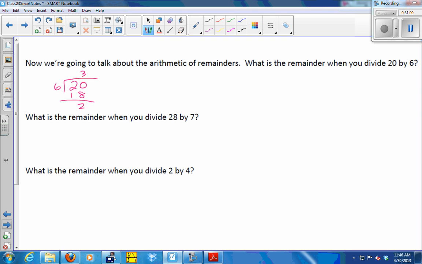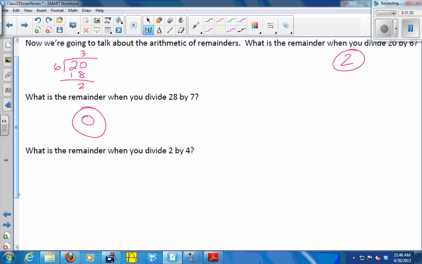So what is the remainder when I divide 20 by 6? 2. Only care about the remainder. I don't care how many times it goes in. I just want to know the remainder. So what's the remainder when you divide 28 by 7? 0, because 7 goes in an even number of times.